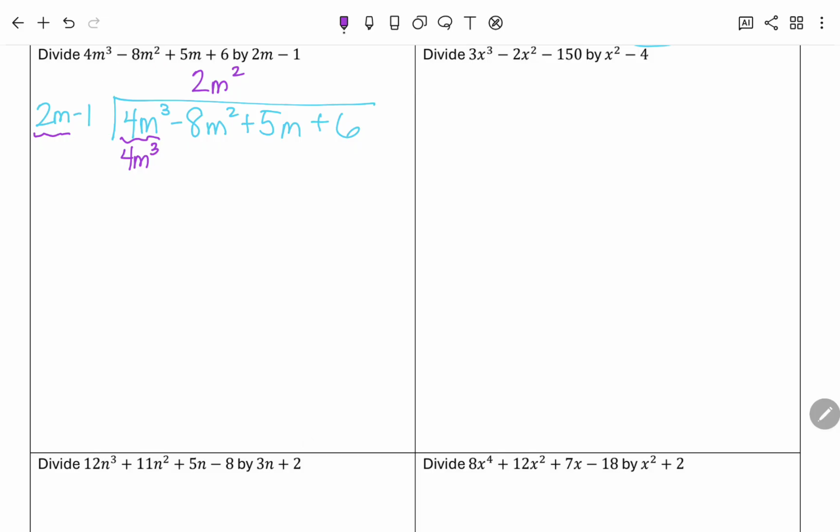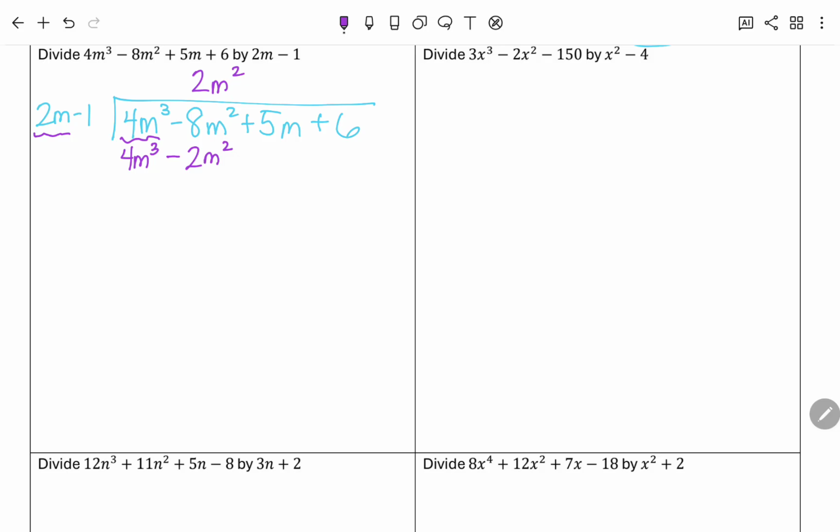So 2m squared times -1 is -2m squared. Notice where I wrote it. It's lined up in this column. Everything in this column is going to have m to the third power. And this is my column for m squared.